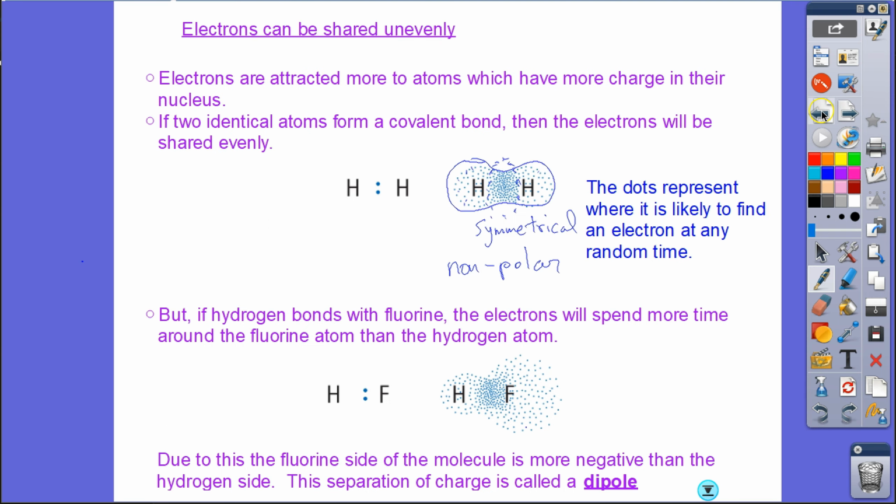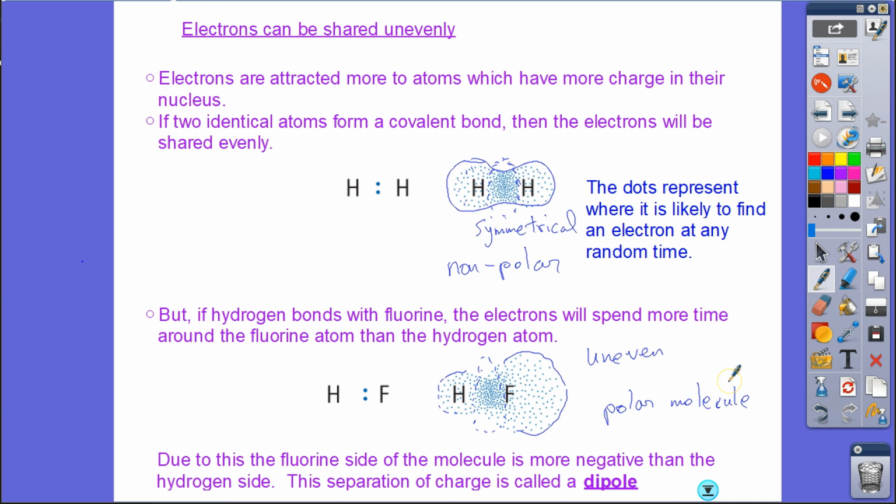Yeah, we'll get there. But if hydrogen bonds to something else that's not hydrogen, it's really unlikely that the distribution looks exactly the same on both sides. So when hydrogen bonds to fluorine, still you're going to have this region in the middle where usually that's where the electrons will be found. But you'll have a small lobe right here and then a big lobe right here. So this is uneven, or not symmetrical, and therefore it's called a polar molecule.